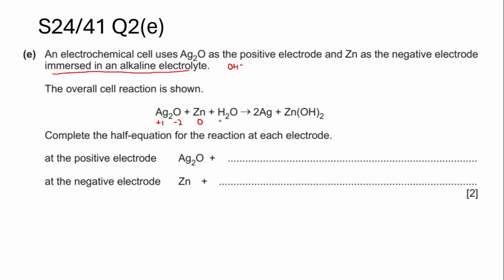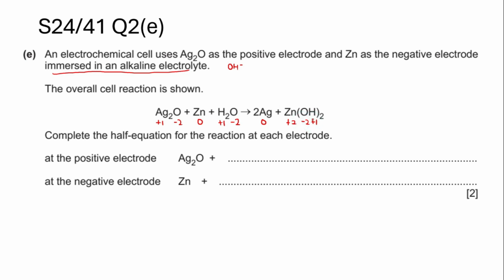Hydrogen in water, positive 1. Oxygen in water, negative 2. Silver here is an element, so 0 oxidation number. Zinc here to balance the 2 negative 1 from hydroxide ion, positive 2 oxidation number. Oxygen here, negative 2. Hydrogen, positive 1.